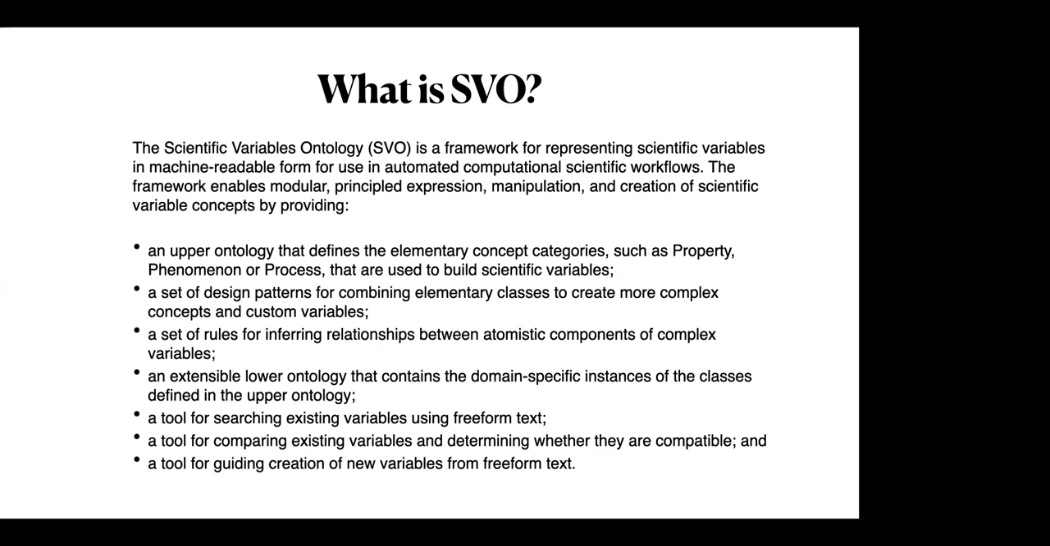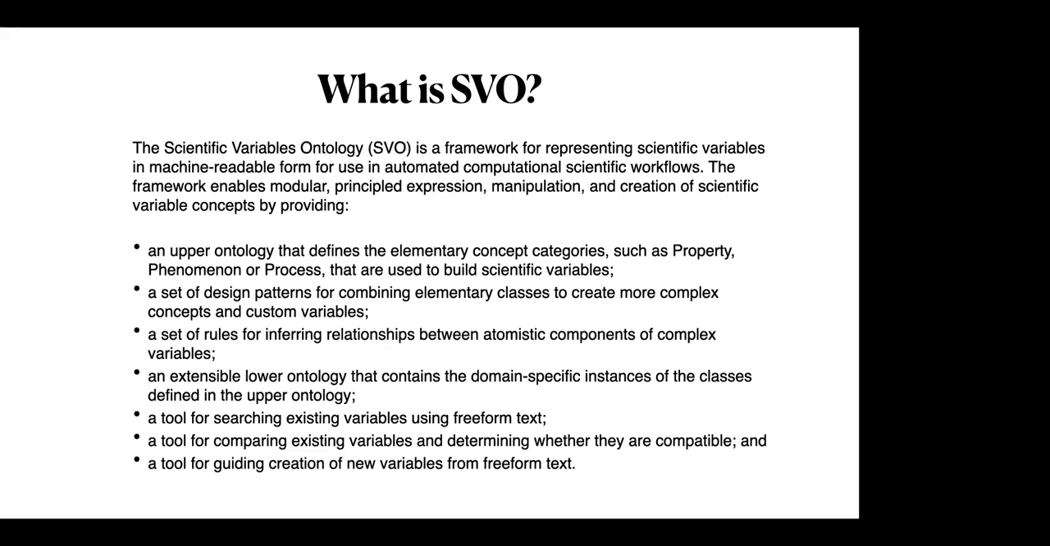We also have an extensible lower ontology that contains the domain-specific instances of the classes defined in the upper ontology. And so you can think of this as basically just the terminology that you're using to define your variables. And one thing that I want to emphasize here is that SVO does not consider itself an authority in what terms you should use.